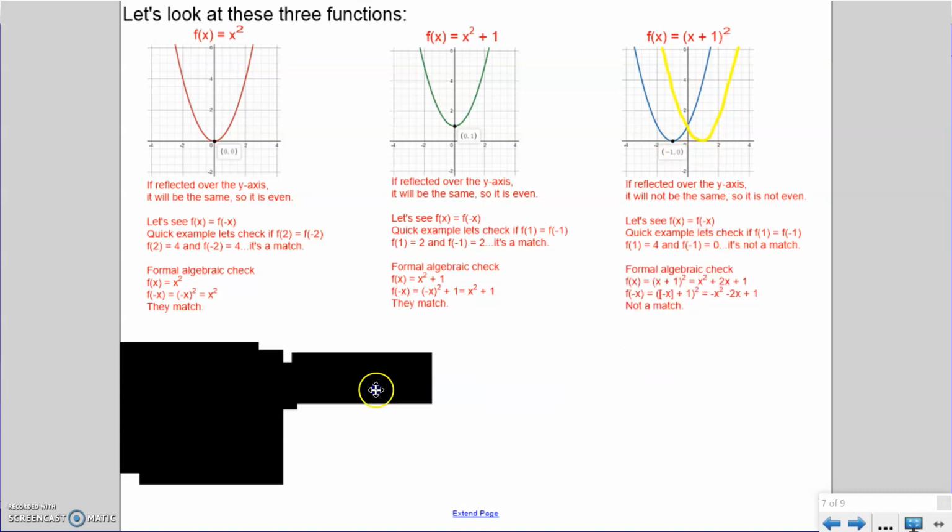Here's the formal check. I actually just FOILed this out. So x plus 1 times x plus 1, if you distribute FOIL, you get this, every common terms. If I plug in negative x for every x value, I'll get basically negative x plus 1 all squared. And if you FOIL that, you get x squared minus 2x plus 1. Those are not the same equation, so this is not even.